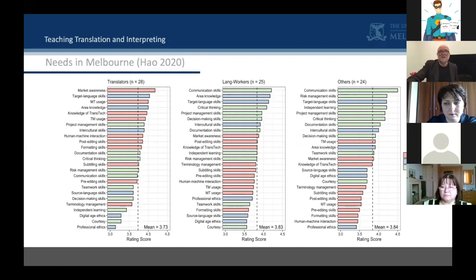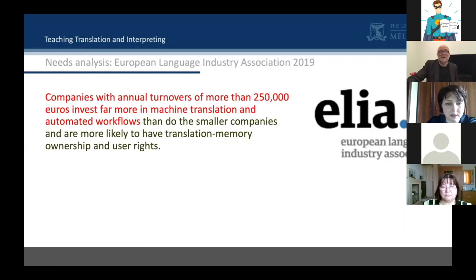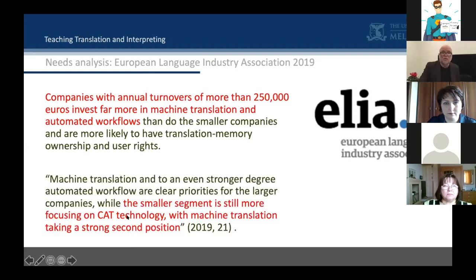Elia, right, you can see this one now? What we do find though, in this study, 2019 of the European Language Industry Association, is that the big companies are the most profitable ones by far, and they are the ones investing a lot in technologies, particularly machine translation and automated workflows, that is complex project management, okay? And the smaller players do have translation memory tools, but they're not working with machine translation technology at all. In fact, there's considerable resistance.